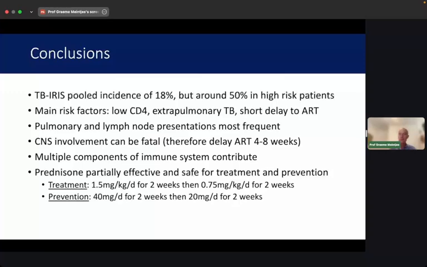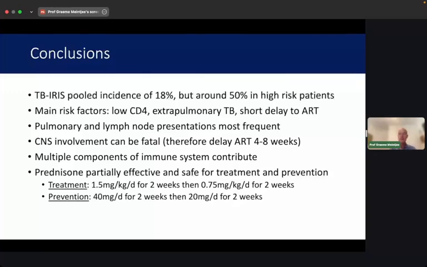Multiple components of the immune system contribute to the underlying mechanism, and prednisone is partially effective and safe for both the treatment and the prevention of TB IRIS. So I'll show you the treatment dose that we tested in the trial that led to a more rapid symptom response, 1.5 milligrams per day for 2 weeks, then 0.75 milligrams per day for 2 weeks, but only use prednisone to treat TB IRIS when you're clinically sure of the diagnosis, because you don't want to be treating another condition that you're mislabeling as TB IRIS with prednisone. So be sure of the diagnosis first.